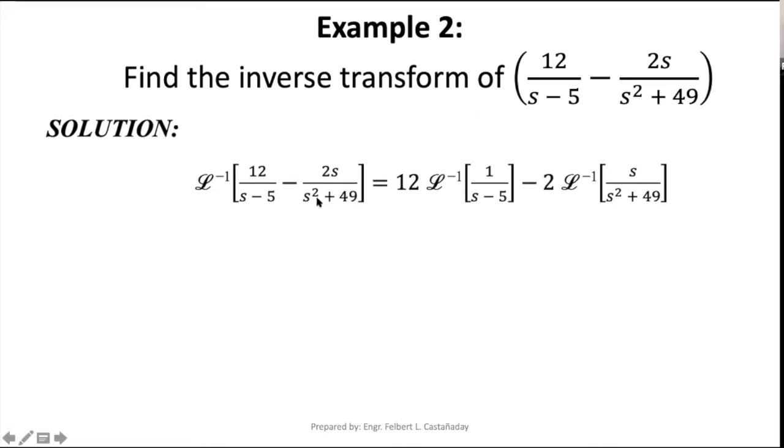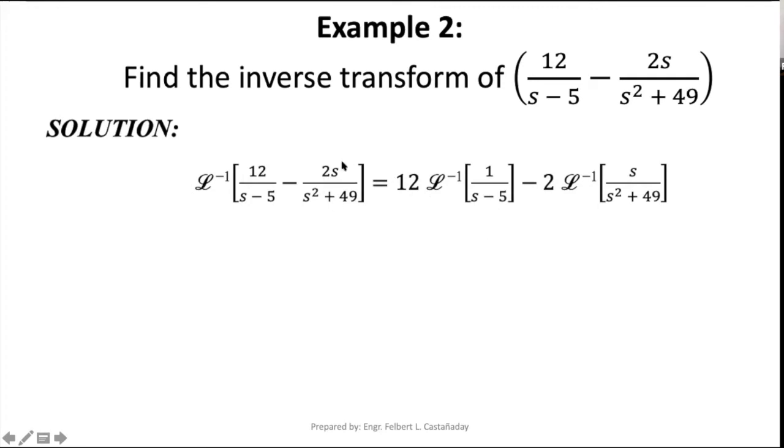And for the second term, you have s in the numerator and s squared plus 49 in the denominator. So it means the possibility of f of t being equal to cosine. Now, because of its form, factoring out or putting 12 before the operator, we have 12 inverse Laplace of 1 over s minus 5. So it's clear now that we have e raised to at, and our a here is positive 5.